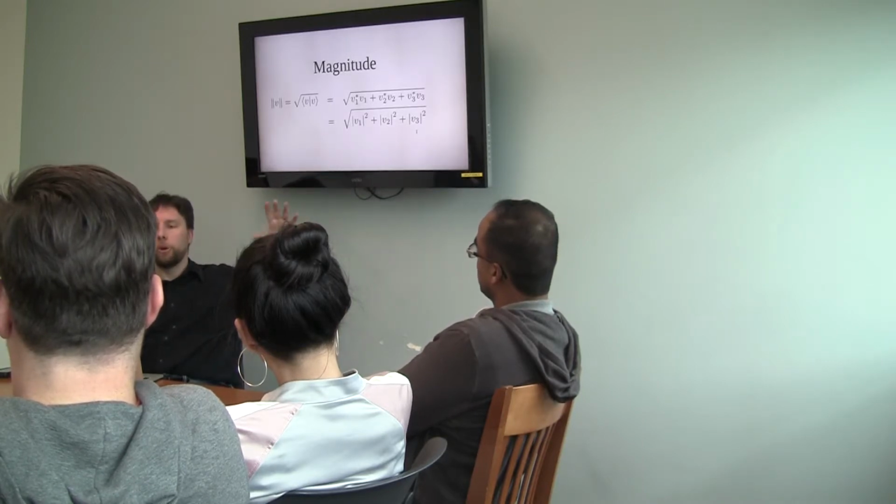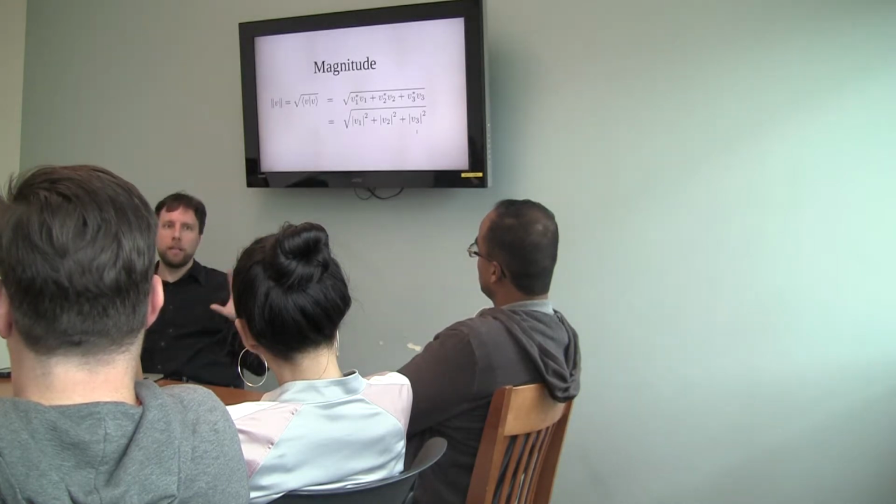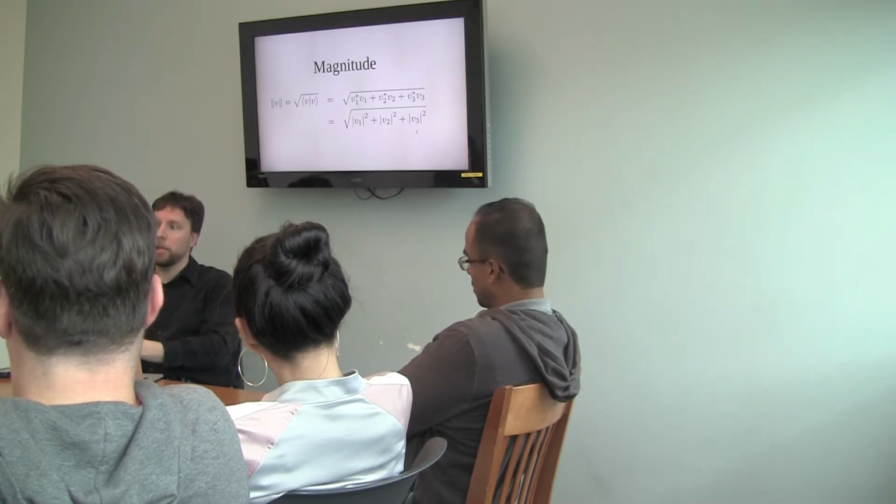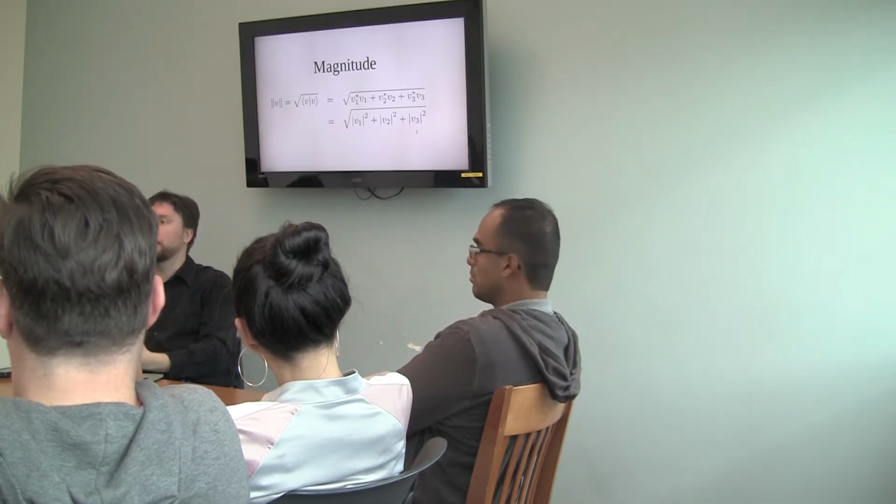So what we can do is, if we want to take these bizarre kind of abstract vector notions and get something real and potentially measurable out of them, we're going to need to take a magnitude of a vector.